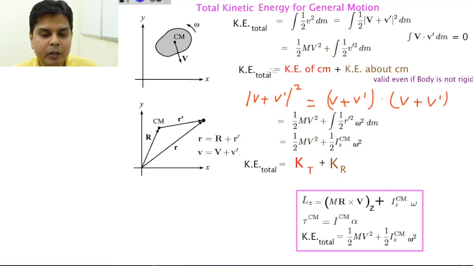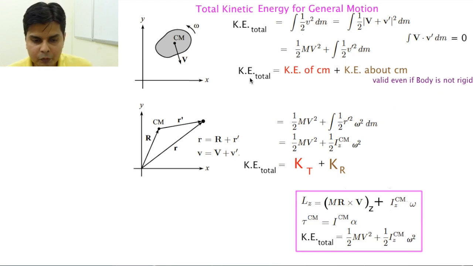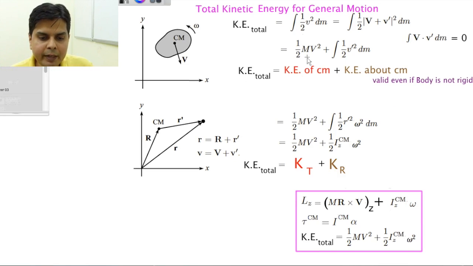Now this is the formula for total energy. This is the kinetic energy of center of mass, and this is the kinetic energy about center of mass. Why? Because this v prime is velocity of each particle about center of mass. So the total kinetic energy will be kinetic energy of center of mass, that is this term, plus kinetic energy about center of mass, that is this term.